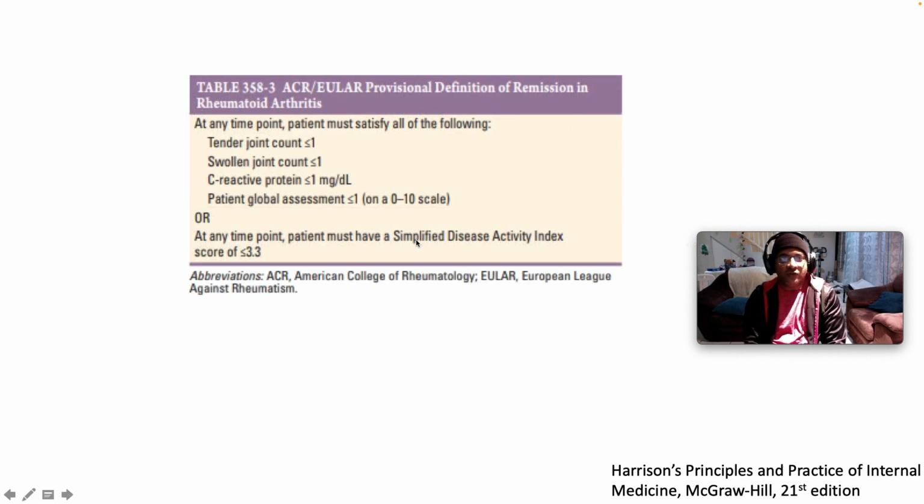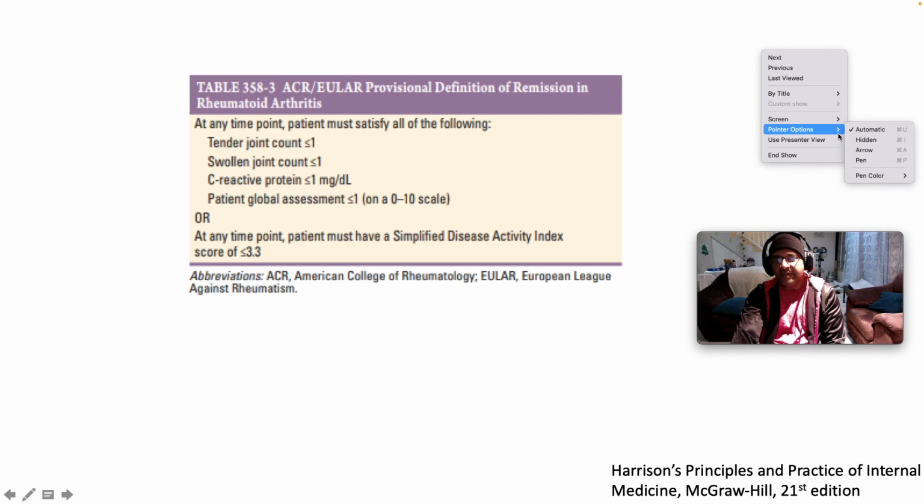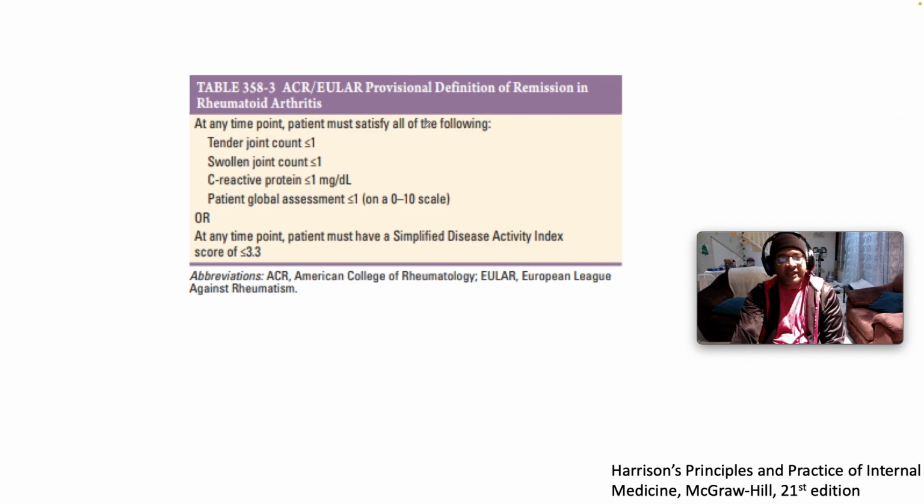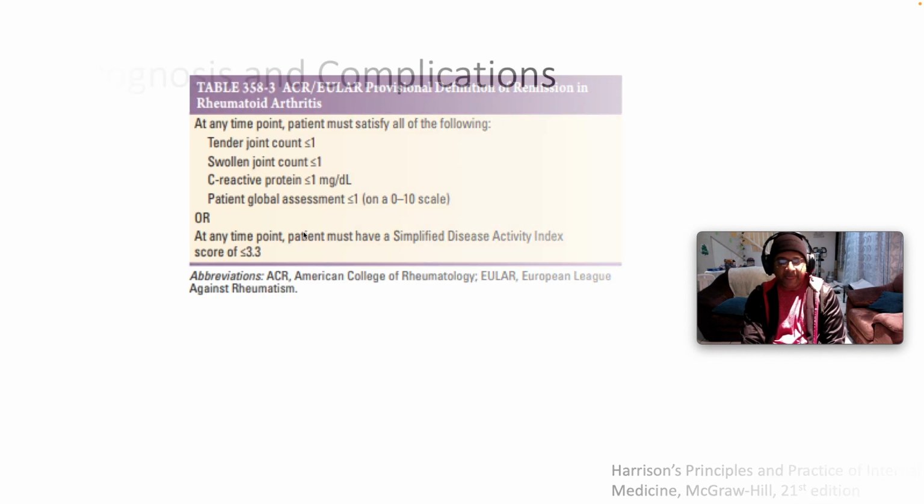Okay, guys, so in terms of the provisional definition of remission, how do we define remission in rheumatoid arthritis? As per the ACR-EULAR criteria, at any time point, the patient must satisfy all of the following: a tender joint count of less than 1, a swollen joint count of less than 1, a C-reactive protein of less than 1, and a patient global assessment of less than 1 on a 0 to 10 scale, or at any point must have a simplified disease activity index score of below 3.3.